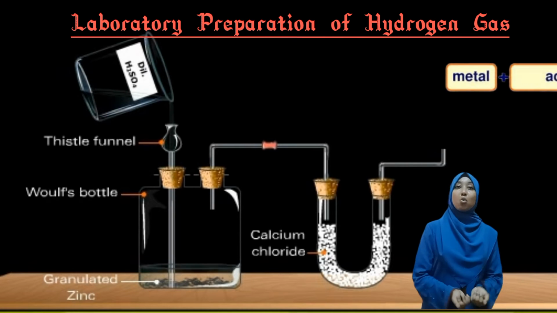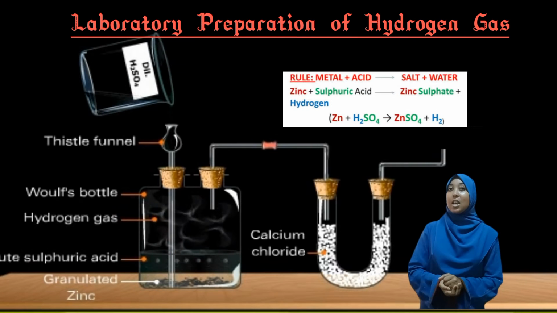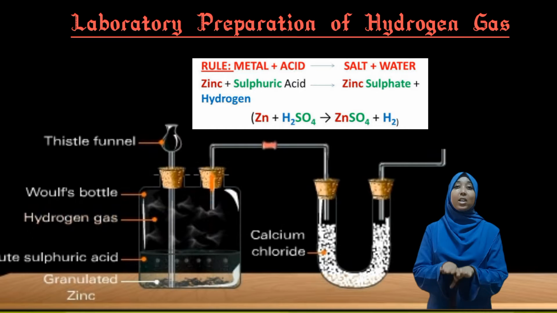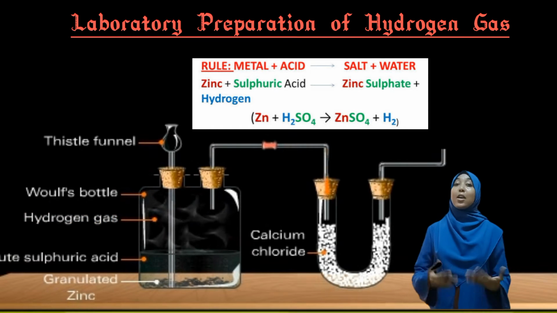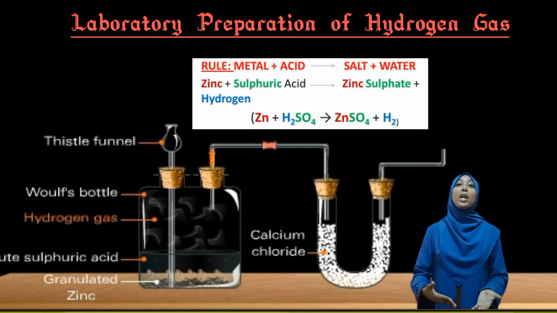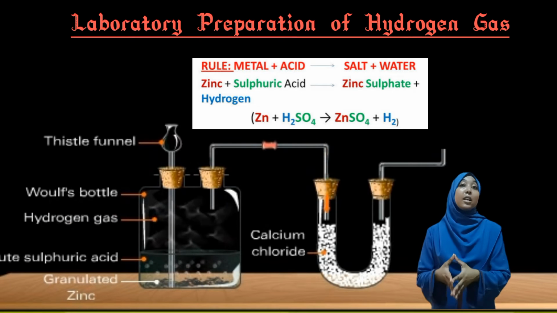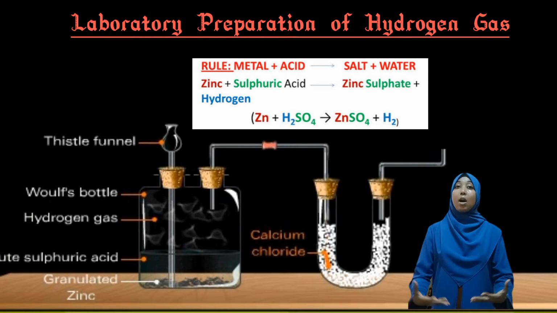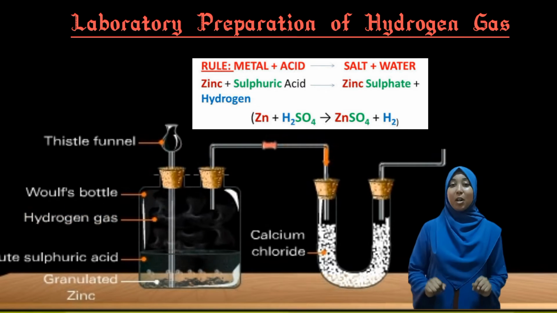So of course, these two are going to react, leading to the formation of zinc sulfate and hydrogen gas. Now you can clearly see effervescence, production of hydrogen gas is ongoing. So the hydrogen gas that is produced then moves into the U-tube. In the U-tube, we have anhydrous calcium chloride. This acts as a drying agent. So essentially, it's going to dry the hydrogen gas, ensuring that the hydrogen you collect is dry.